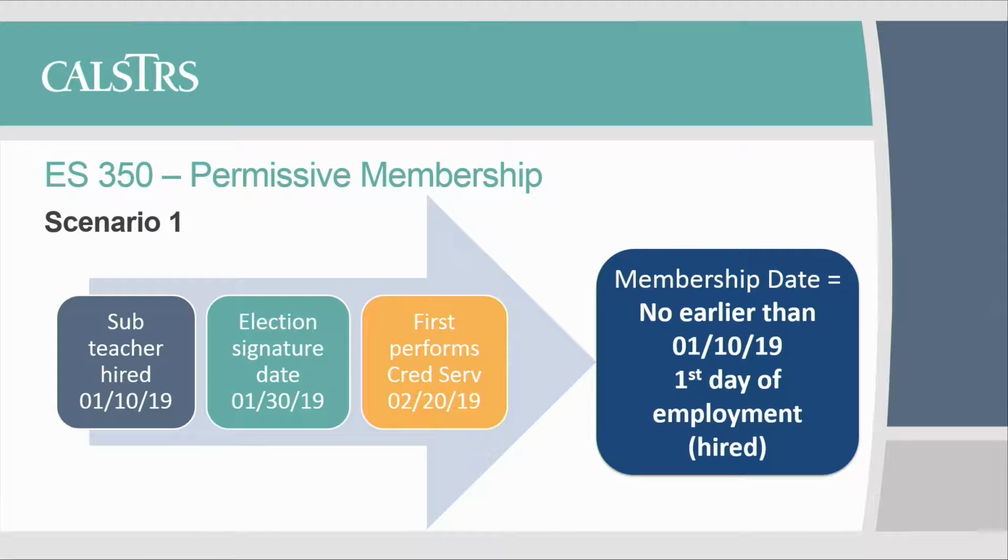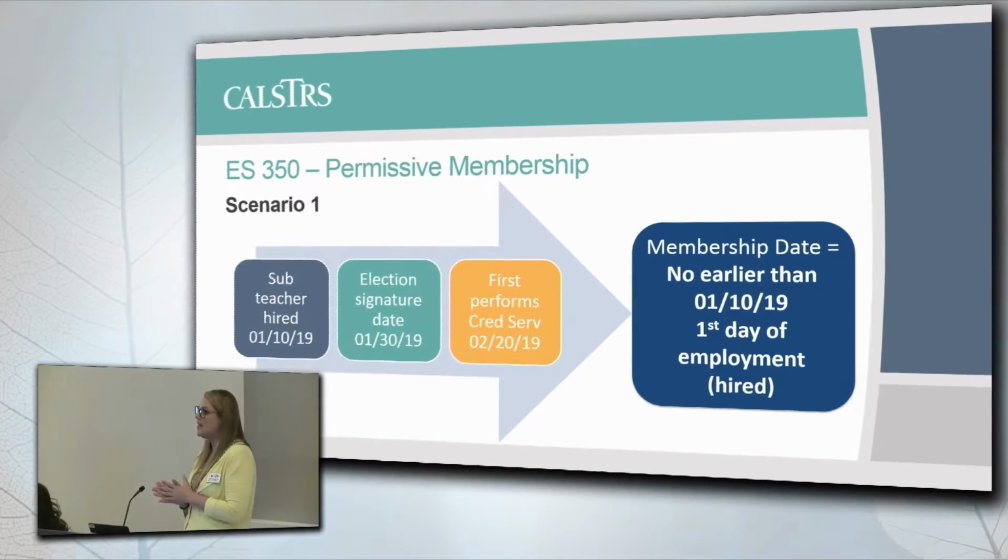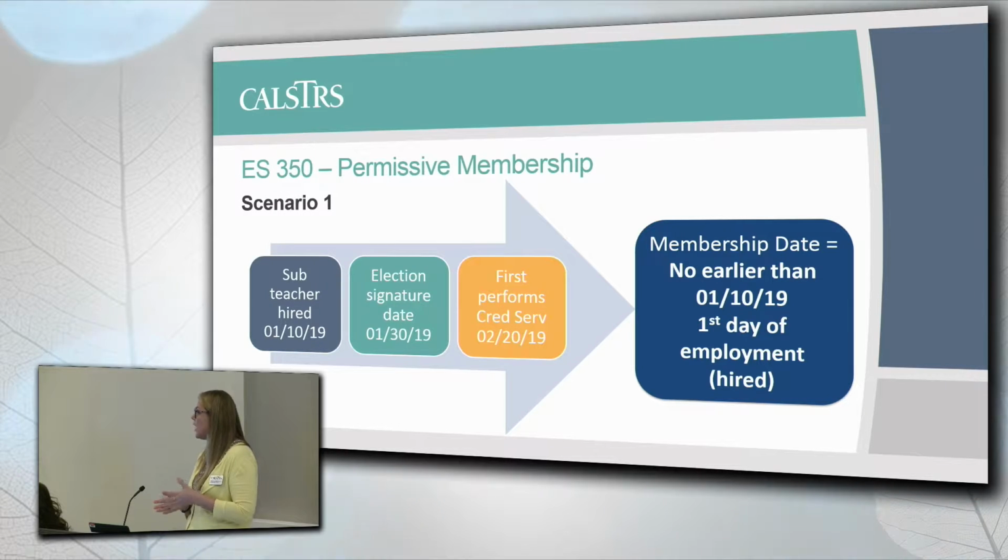Again, we don't consider someone to have been hired on 1/1/19, they were hired on 1/10. So you can't have anything earlier than the date that they were considered to be hired. And I get it that in our law it says employed, and a lot of times employment to you as employers means the date that they start performing service. In this instance, we really mean the date that they are hired to perform service, not when they start performing service.